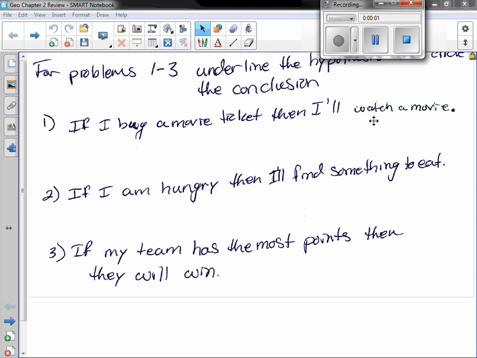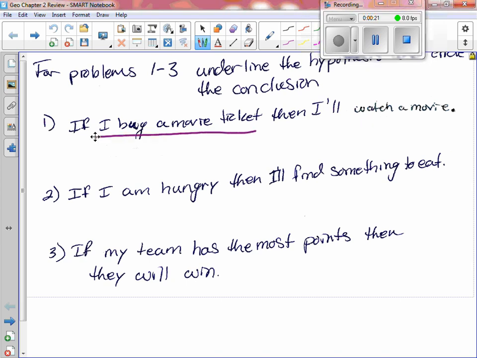Guys, looking at the first page of the review sheet, we're going to start with problems 1 through 3. Underline the hypothesis and circle the conclusion. So the hypothesis comes after the what? If or then? If. So if I buy a movie ticket is the hypothesis. The conclusion would be, then I will watch the movie. So the if identifies the hypothesis.